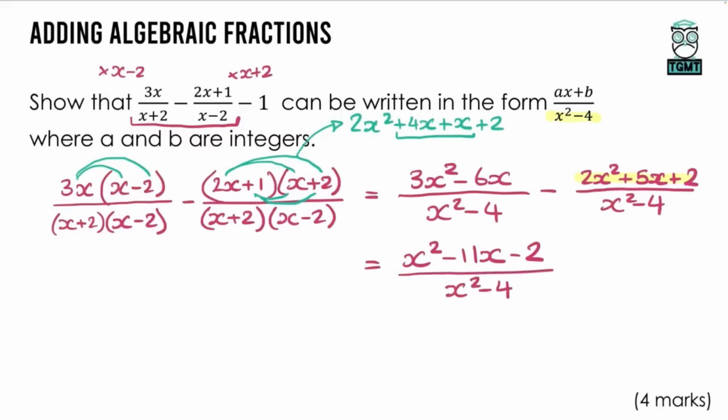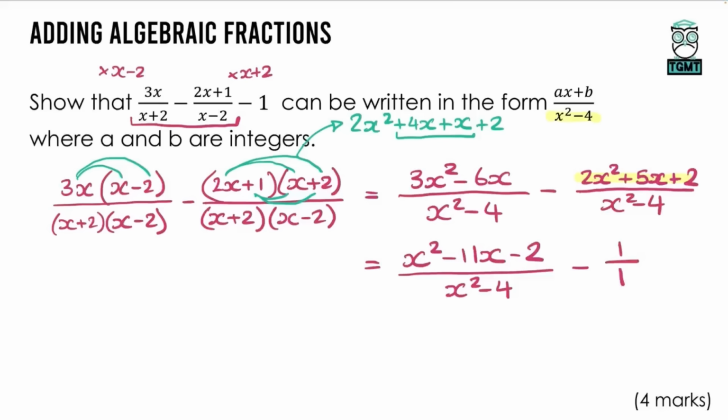So that is the first two fractions combined. We've already done an awful lot of work just to get to this point. But now I need to take away 1. Now, with a whole number, I want to write that as a fraction. So I'm going to write that as minus 1 over 1, which seems a little bit strange to do, but we need a common denominator.